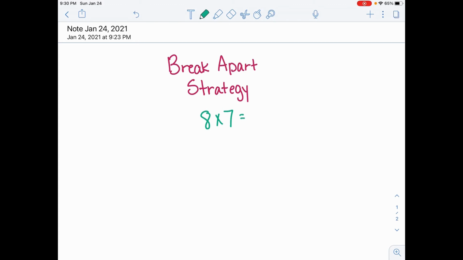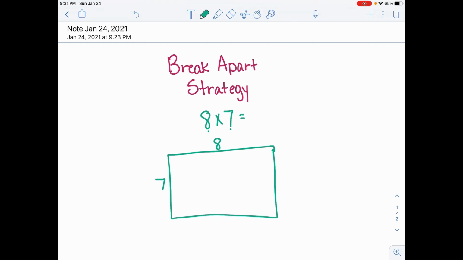The first step in the break apart strategy is to draw your rectangle. Now I'm going to take my two factors, so 8 and 7, and I'm going to write them on my rectangle. Now what I need to do is take one of these factors and break it apart, so turn it into two numbers that are easier to work with when I multiply.